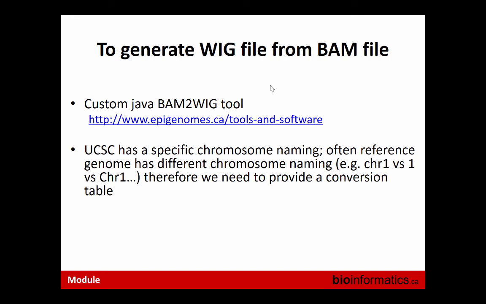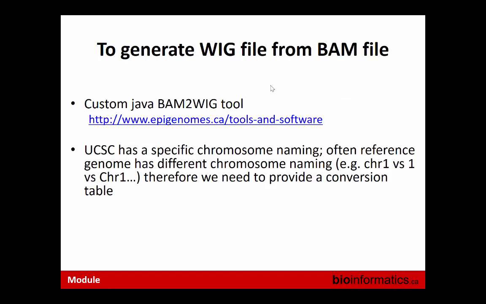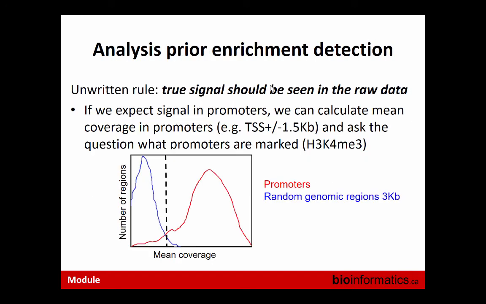Now to generate a WIG file, we will be using the bam2wig tool, which we created, but that's in the lab part. So now what else can we say? I just wanted to give you a few examples of what we can do with the data prior to calling enrichments. Of course, once we have our data, we look in the browser, and we would like to call enrichment to have a set of locations, a set of genes which have some significant marking. But we can do certain things even before enrichment, just looking at the raw alignment data.